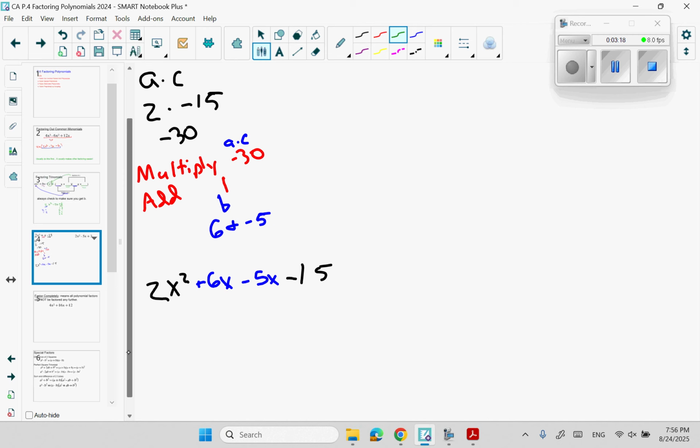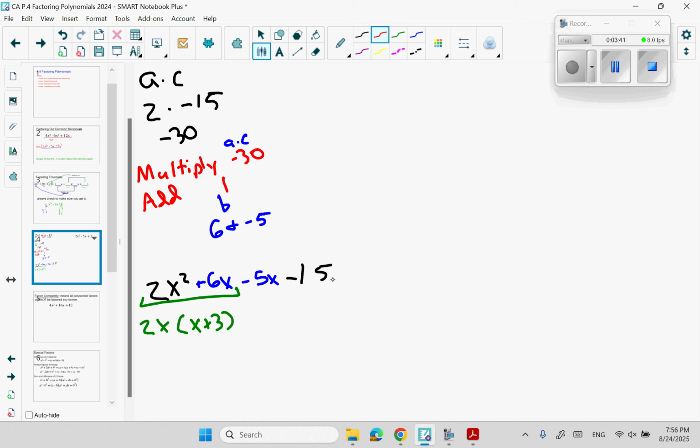Now, why would I do this? Well, there's a neat trick that whenever I have an even number of terms, in this case I have 1, 2, 3, 4 things, it's called factor by grouping, where I can factor out something from just this group. So what can I divide 2x squared plus 6x by? Well, that would be 2x, leaving me with x plus 3.